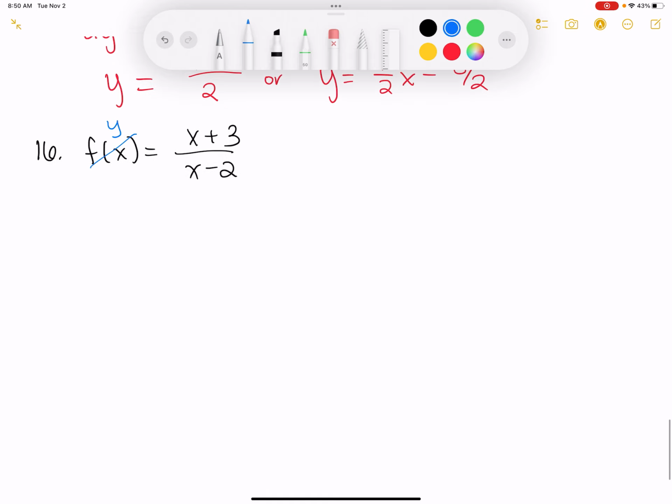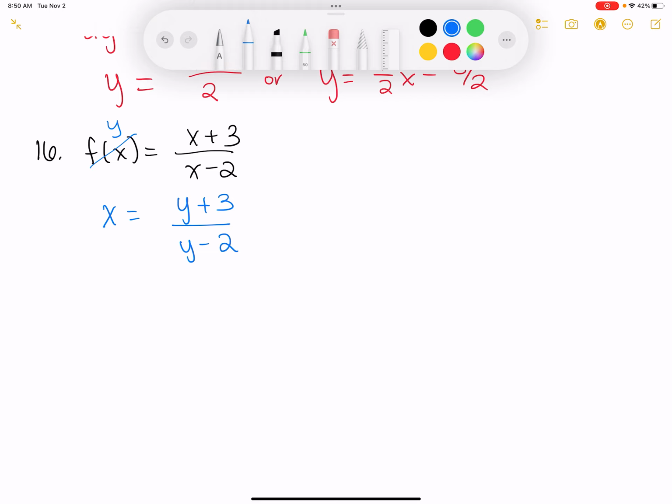All right. So here, swap x and y. So x is equal to y plus 3 over y minus 2. You swap x and y, but anywhere there's an x, you've got to put a y. And anywhere there was a y, which should only ever be one place, you put an x. All right.